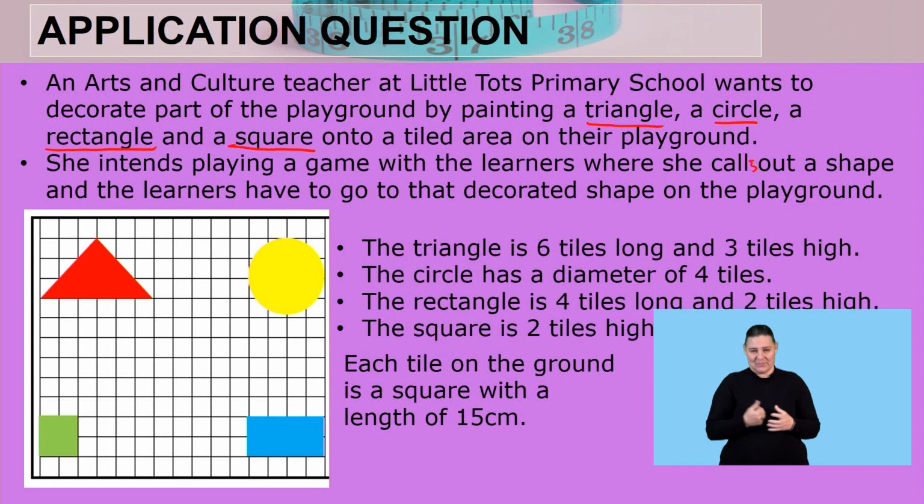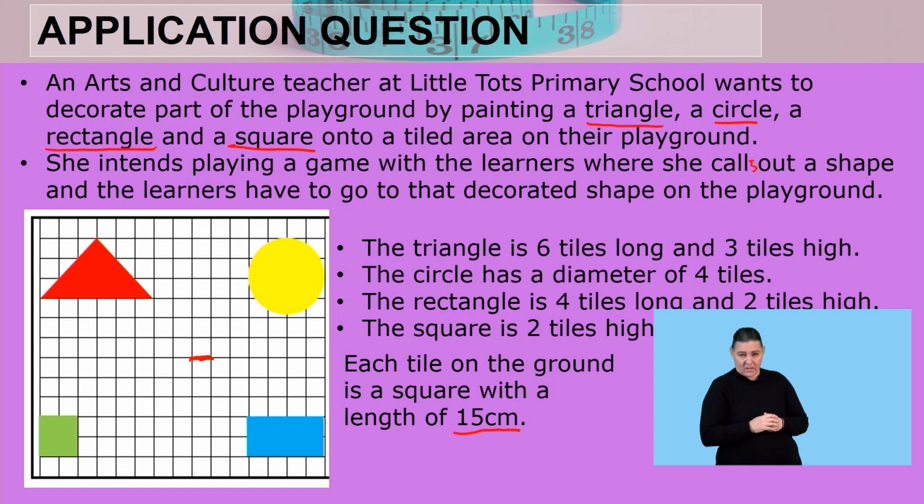The triangle is 6 tiles long and 3 tiles high. The circle has a diameter of 4 tiles. The rectangle is 4 tiles long and 2 tiles high. The square is 2 tiles high. And then they tell us, most importantly, that each tile on the ground is a square with the length of 15 centimeters. So if I look at this, I'm just going to take a measurement in the middle somewhere so we can see it clearly.